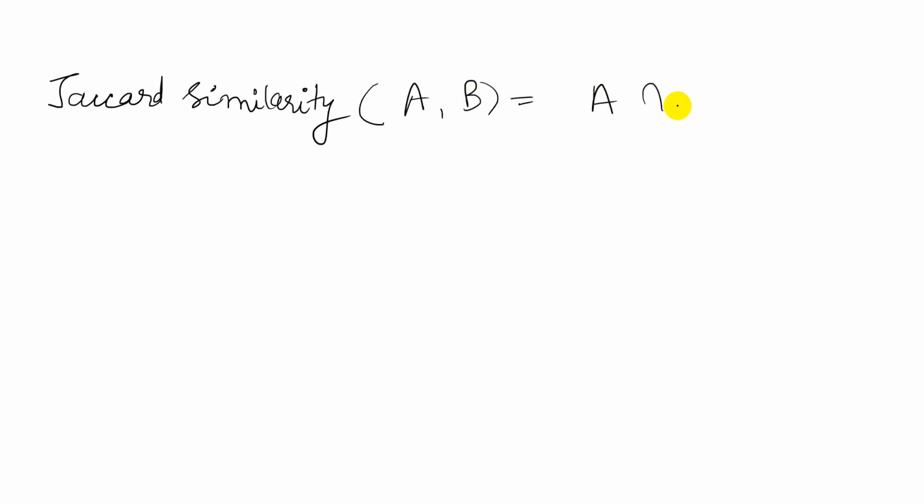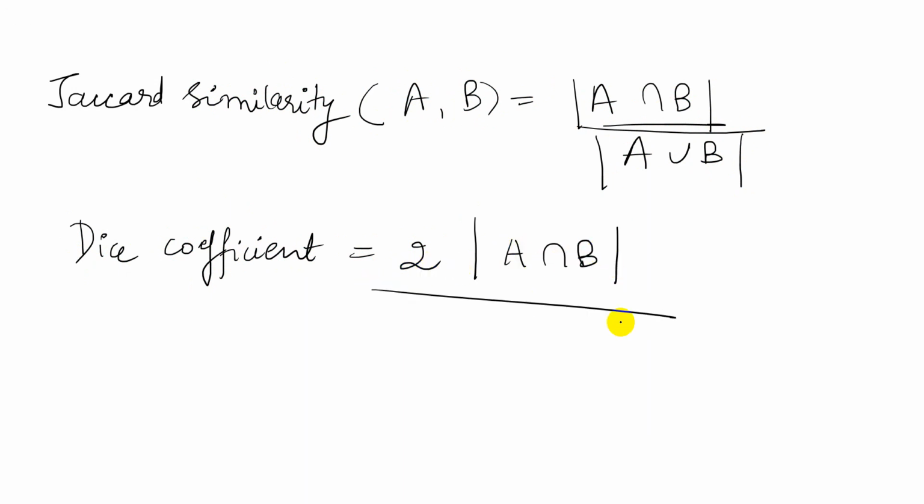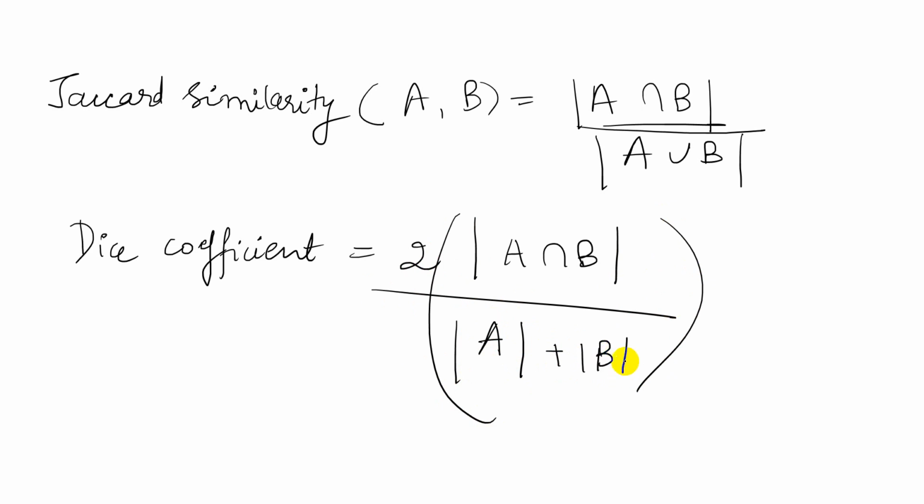A intersection B upon absolute of A plus absolute of B. I think it is A union B, right? Absolute of A plus absolute of B is in the Dice coefficient, right? In the numerator of the Dice coefficient, you remember, I think you were there in the last session that we did last Tuesday, that was 2 times A intersection B upon cardinality of A plus cardinality of B, right? This is very important. Please take a note of this.